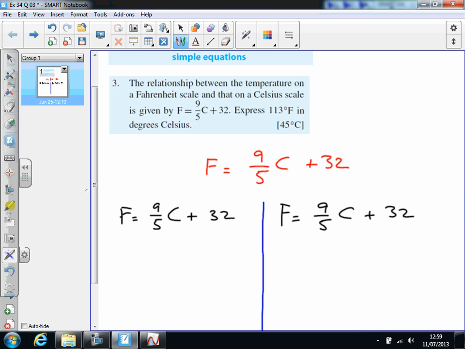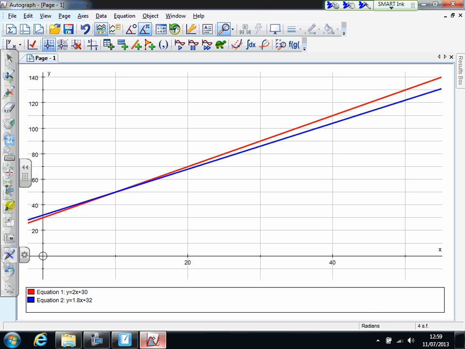I've actually plotted the graphs on Autograph. I've plotted in red here the equation y equals 2x. I'm doubling it and adding 30. So that's our estimate in red. And the actual one, y equals 9/5 or 1.5x plus 32, is in blue. And you can see that around about 10 degrees centigrade, it exactly matches. You can see at 0 degrees centigrade it doesn't quite match because the red line crosses at 30 and the blue one crosses at 32.